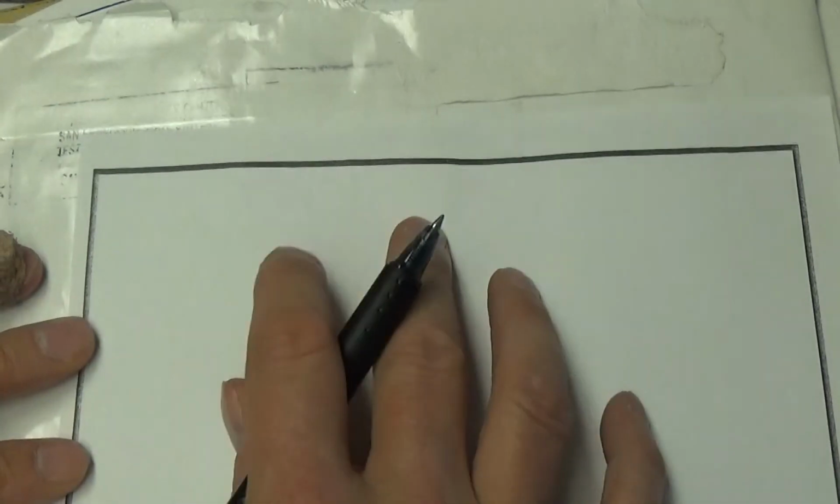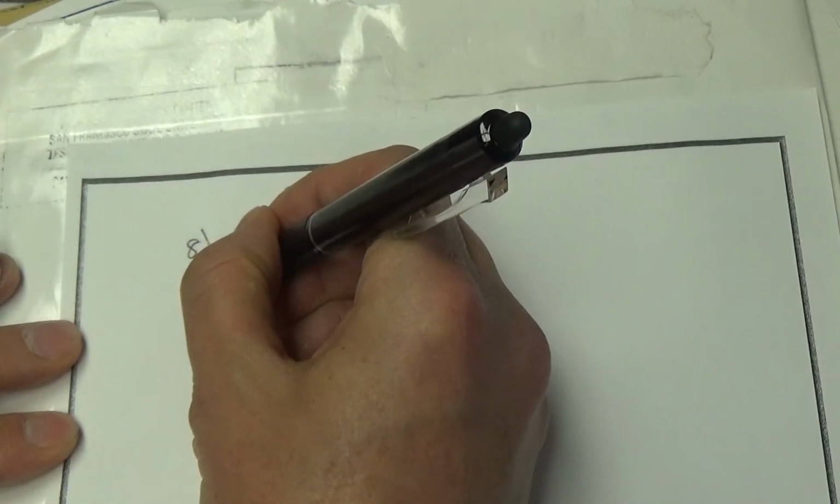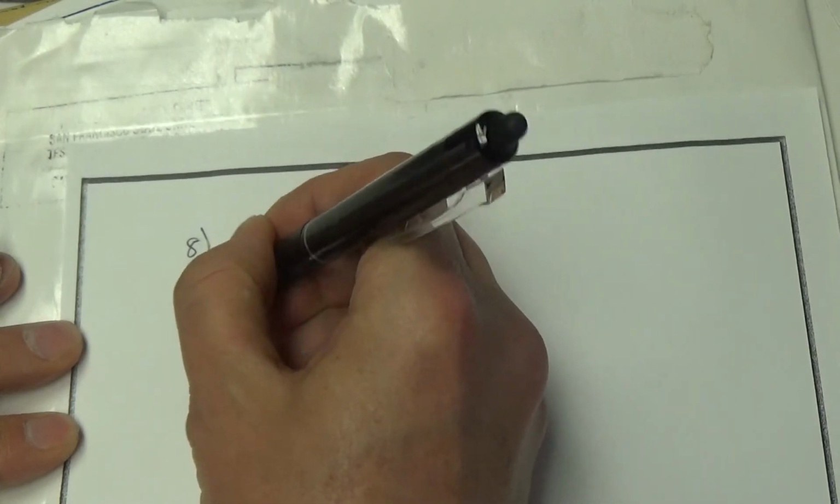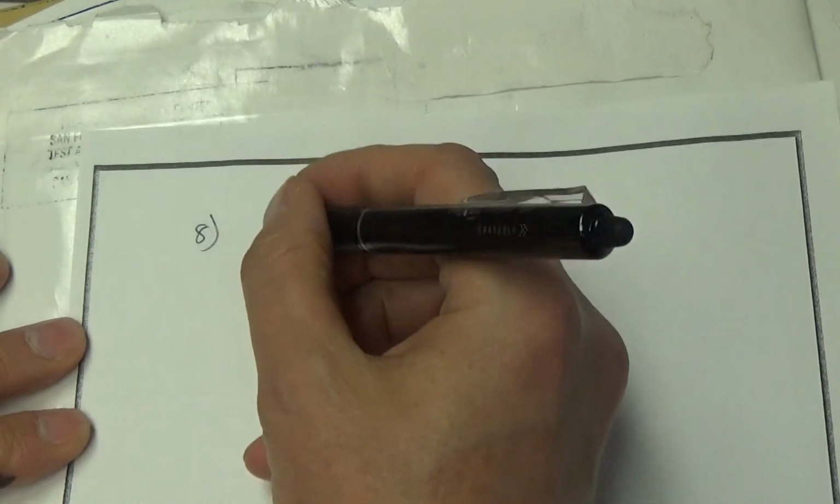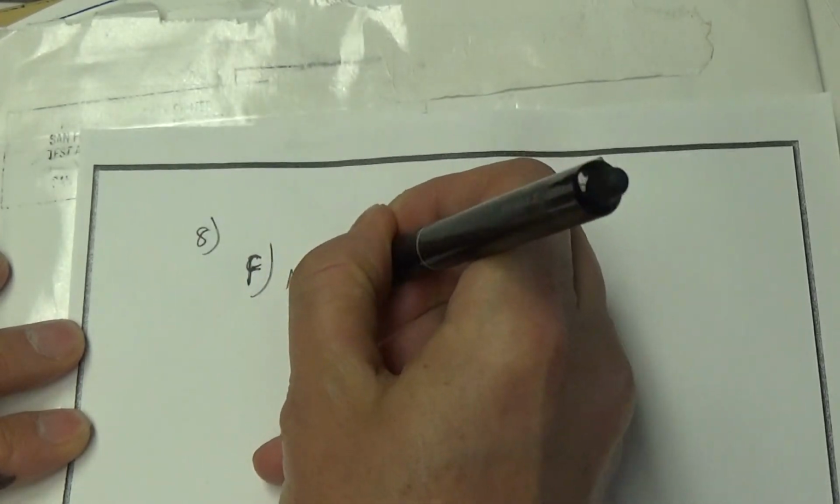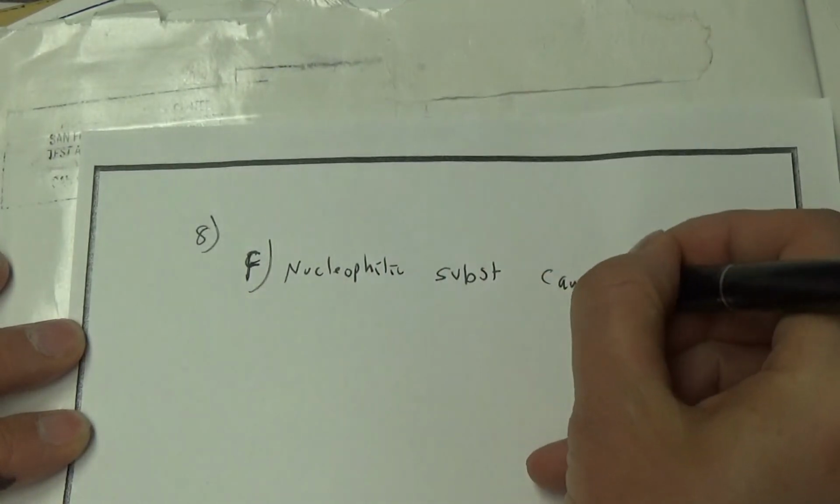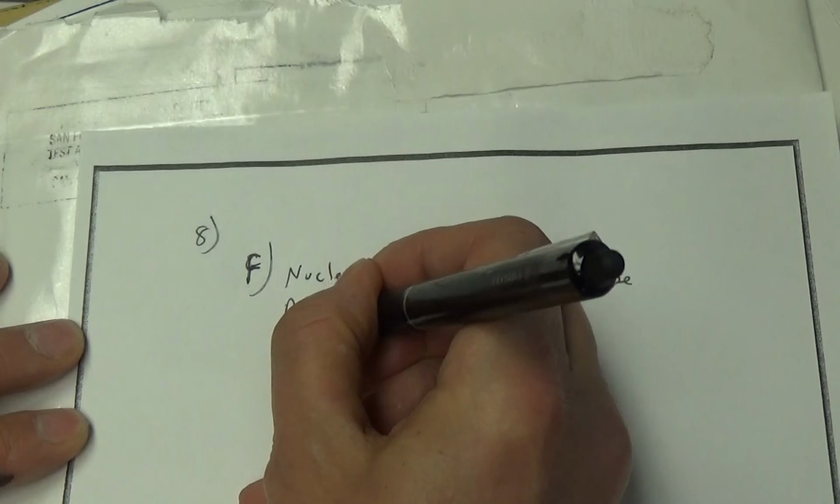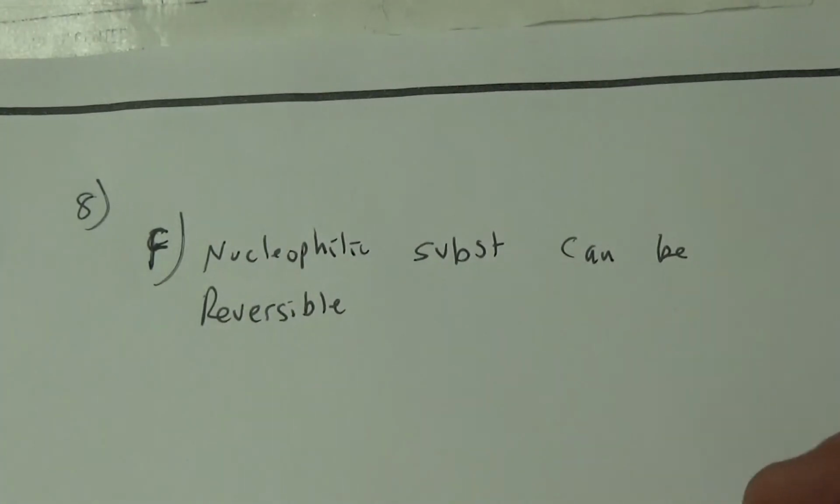This is another little interesting tidbit that you may have thought about, but we haven't really discussed yet in the lecture. This is F. F is that nucleophilic substitution can be reversible. Nucleophilic substitution can be reversible. Now, what do we mean by that?